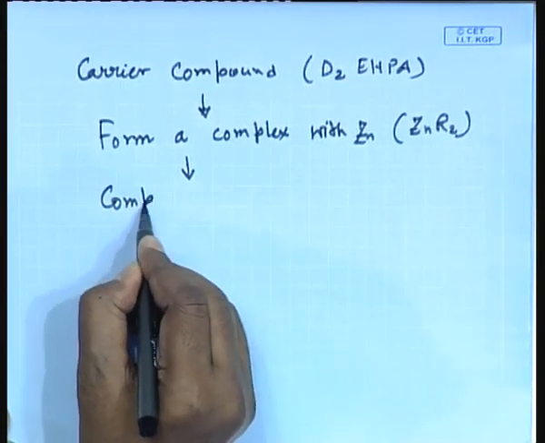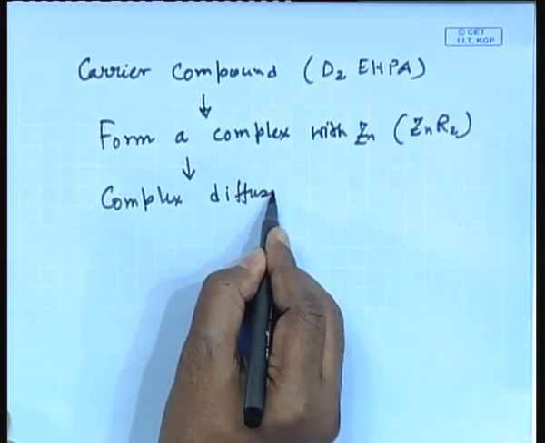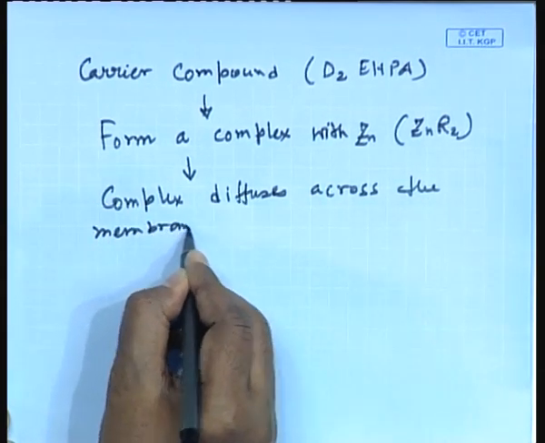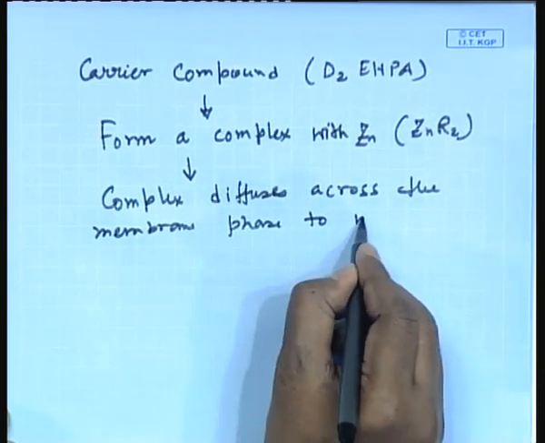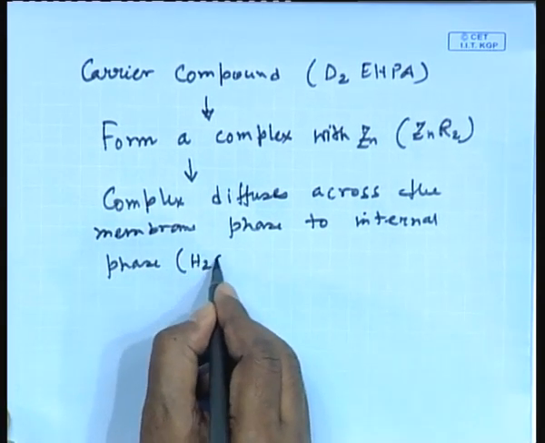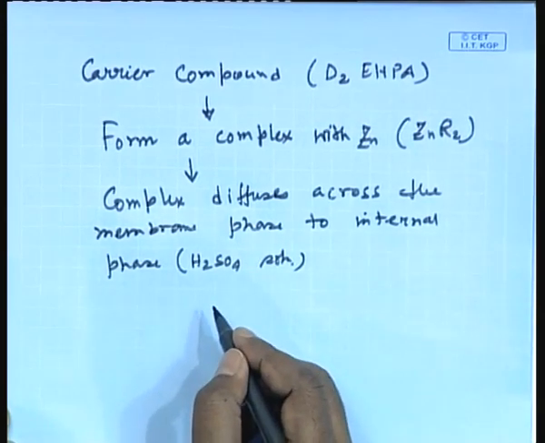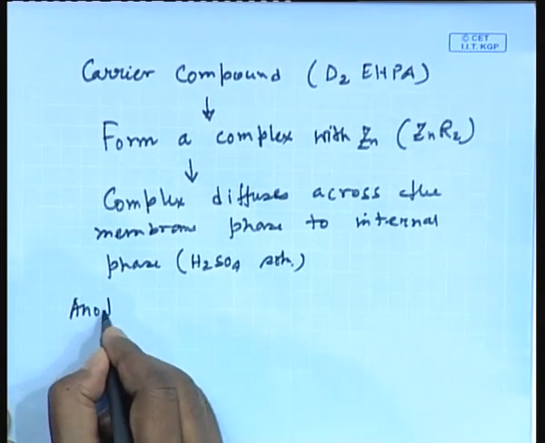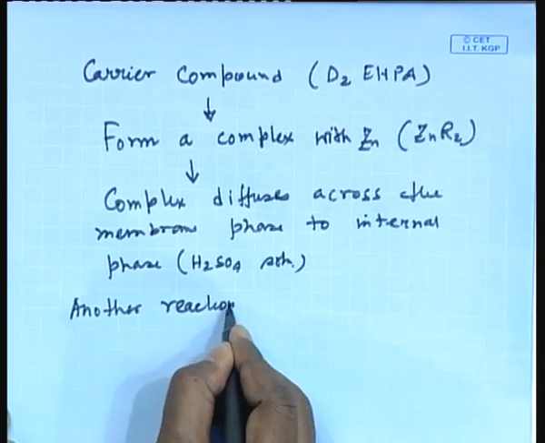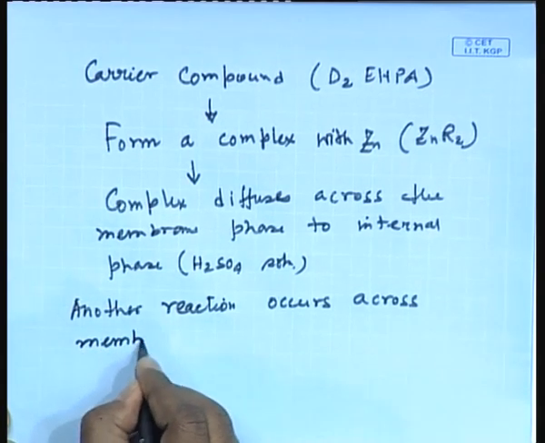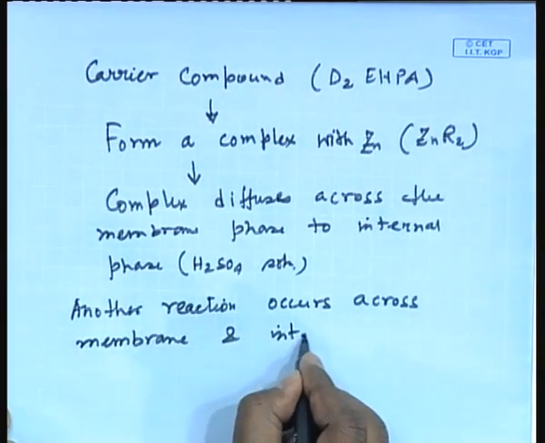This complex diffuses across the membrane phase to the internal phase, and the internal phase contains sulfuric acid solution. The interface contains sulfuric acid. Now, there will be another reaction that occurs at the interface of the internal and oil phase or the membrane phase. Okay. So, another reaction occurs across the membrane and internal phase.